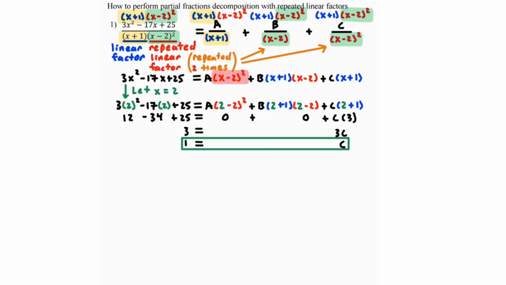Now, since we already looked at the x minus 2, let's look at the x plus 1. So if we let x equals negative 1 this time, and substitute this into this equation, this is what we get, which will simplify to 3 plus 17 plus 25 is equal to a times negative 3 squared plus 0 plus 0. Simplify this, we get 45 is equal to 9a, or a is equal to 5. So we solve for a.